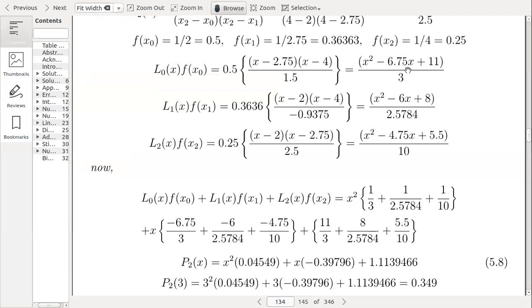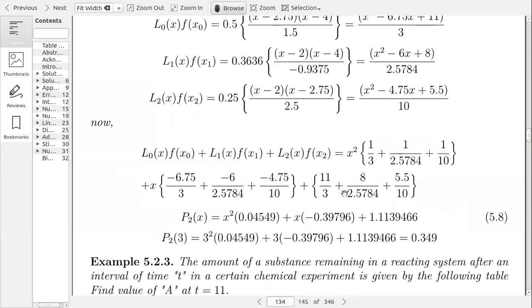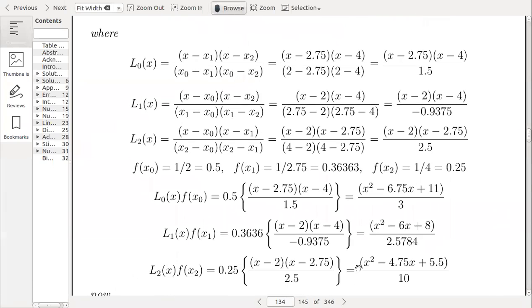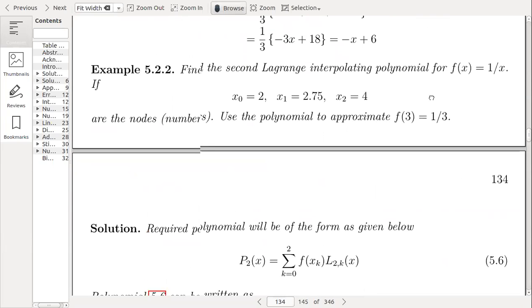So then what we will have, the first term, x square minus 6.75x plus 11. Then the second term, then the third term. We have written the terms in this form, and after simplification we will get x square into 0.04549 plus x into minus 0.39796 plus 1.1139466. So then after simplification, we will have this polynomial of degree 2. So now what was the question there? We need to approximate.